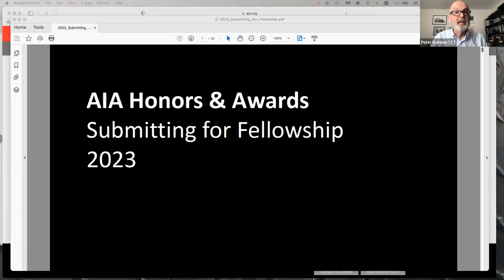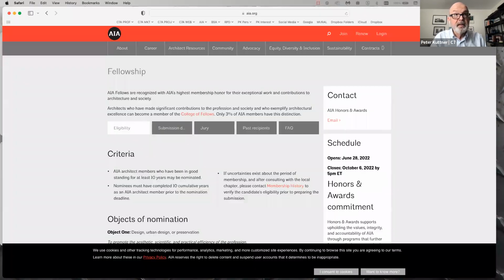And so is everybody seeing the AIA honors thing? Yes. So this is the official show that the AIA puts together and updates every year for going through it. And just as a companion to this, this is the page of the AIA website at aia.org, when you find the fellowship, and this is where most of the instructions are.